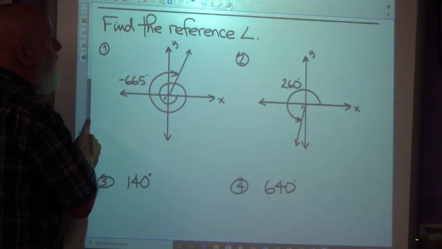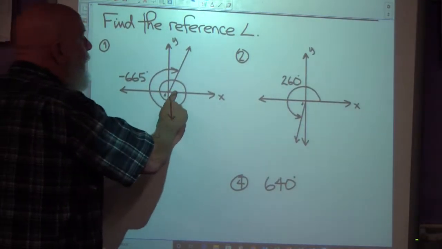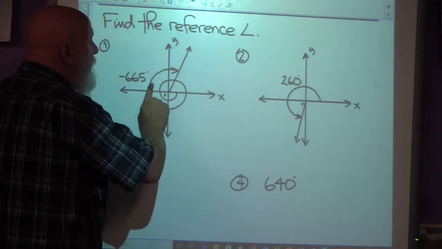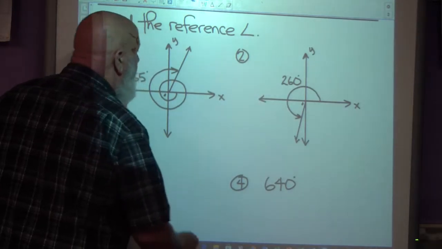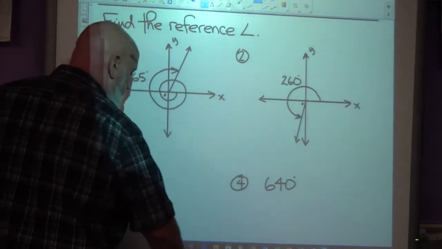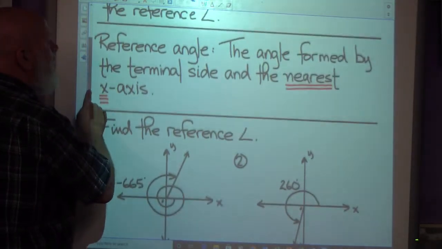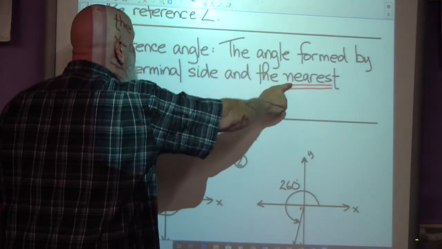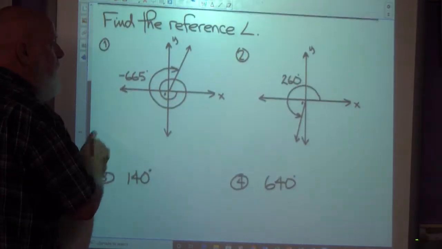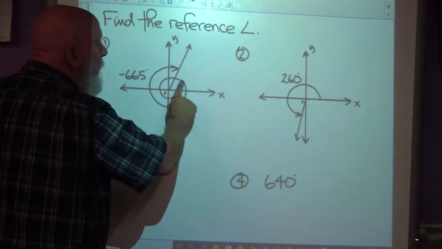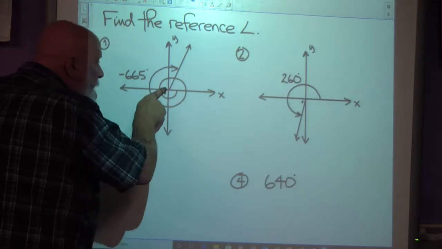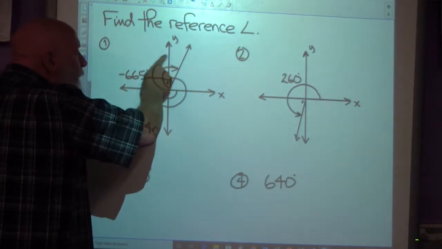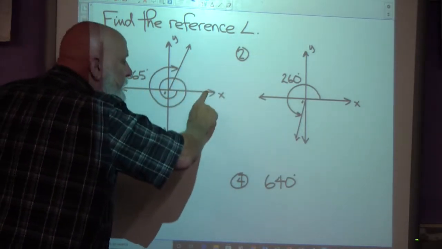We're asked to find the reference angle. We're given an angle of rotation. This is negative 665 degrees. This is the terminal side right here. And we want to find the angle that's formed by the terminal side and the nearest x-axis. That's the nearest to this terminal side. Well, this x-axis right here is closer to this terminal side than the x-axis over here. We don't want this angle. We want the nearest x-axis.